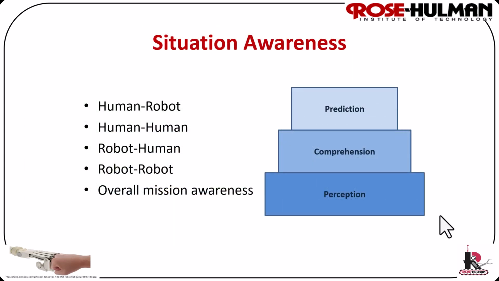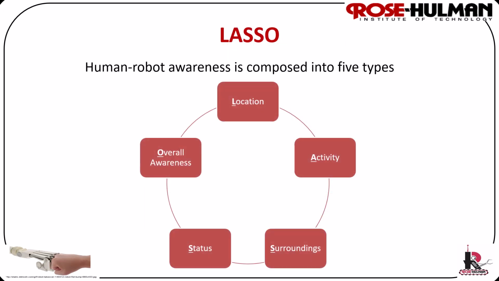So as we've talked about before, situational awareness can be improved with the addition of a human-robot interface, where you're looking at situational awareness with respect to human with the context of the robot, human to human, robot to human, robot to robot, or even overall mission awareness based upon perception, comprehension, and prediction. And LASSO is a way of defining, in terms of these 5 types of human-robot awareness, composed of location, activity, surroundings, status, and overall awareness.